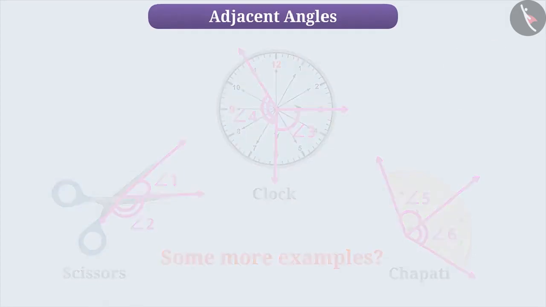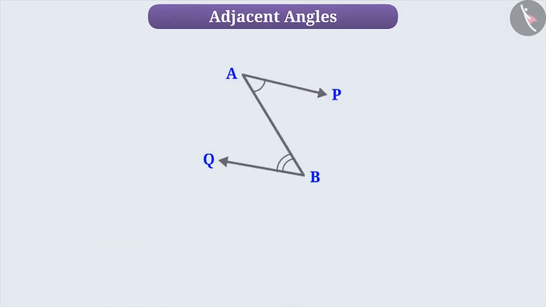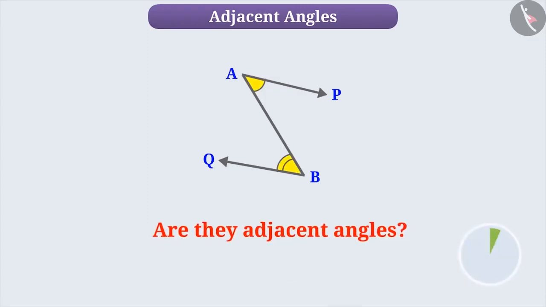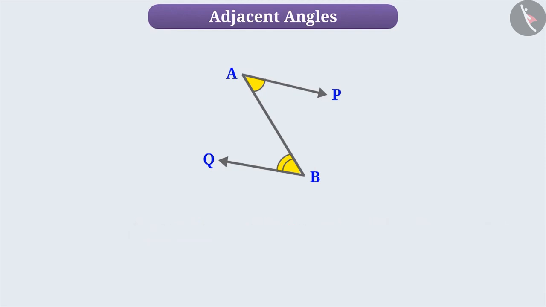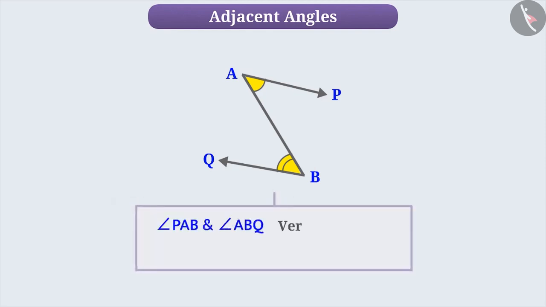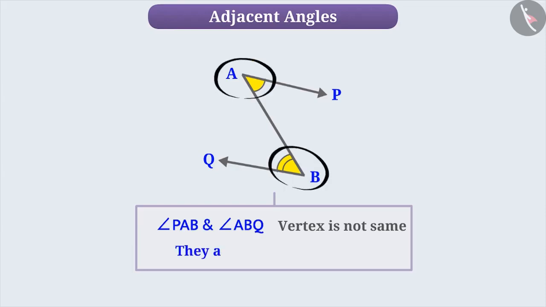Now look at this figure. Do you think the angles shown here are adjacent angles? Think for a while. Let me tell you, the vertex of both angles is not the same. The vertex of one angle is A, while the vertex of the other angle is B. Therefore, the angles shown in this figure are not adjacent angles.